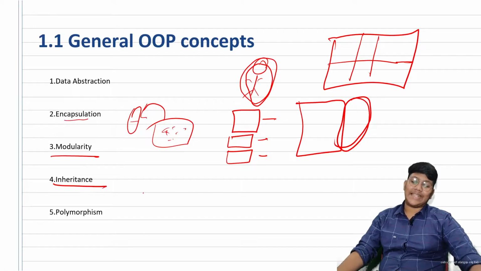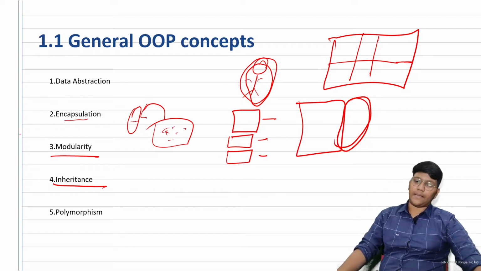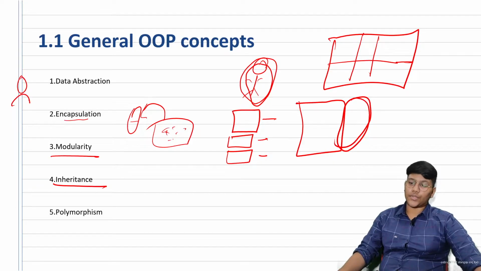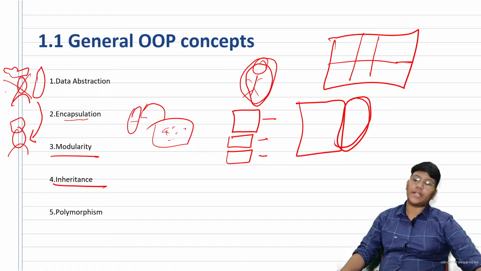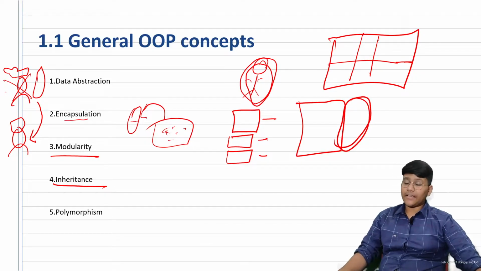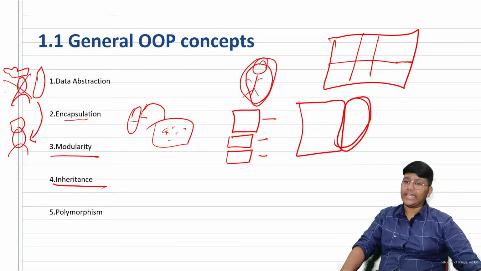Then comes inheritance. Inheritance is inheriting of data. For example, earlier there used to be a king. He had his kingdom, and there was a prince. After his death, the property or the kingdom was inherited by the prince. In the same way, we can make a class inherit some data from another class.